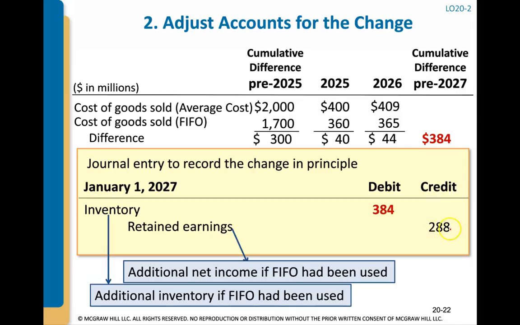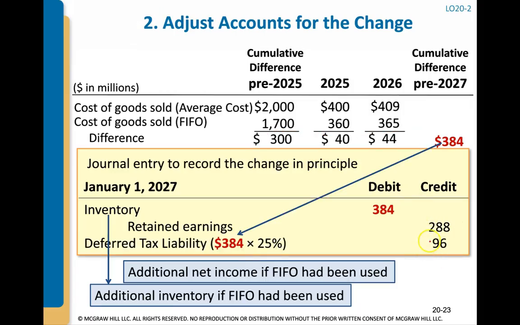And let's continue building on our journal entry. We're on step 2 now, adjusting our accounts for the change. We know we have a credit to retained earnings for $288, and we're going to have a debit to inventory for $384. And that's just going to be the change in the cost of goods sold, the inverse of that. But this entry obviously does not balance. Our debits do not equal our credits. And this is a little bit tricky, so let's just walk through this. This deferred tax liability account should be indented because we have a credit for $96.